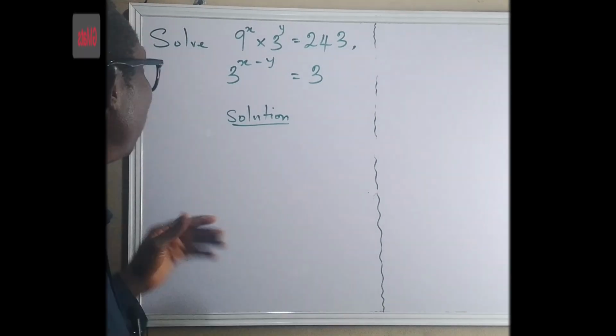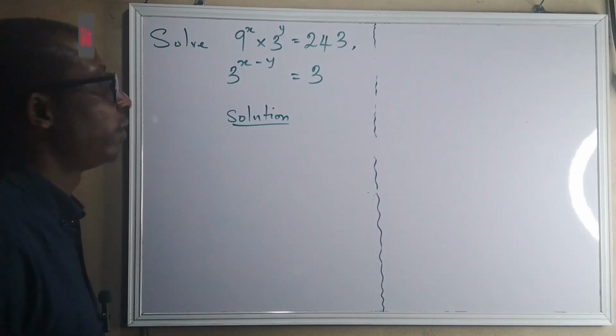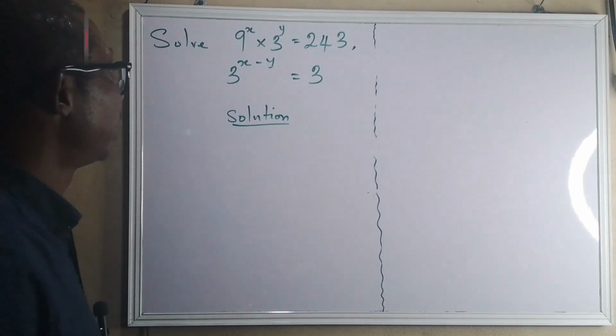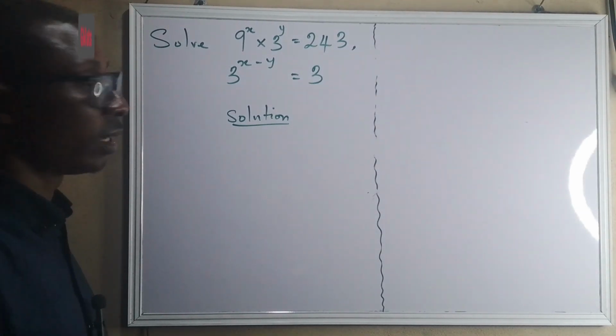Hello, now let's solve this problem. Solve 9 raised to the power of x times 3 raised to the power of y equals 243, and 3 raised to the power of x minus y equals 3.